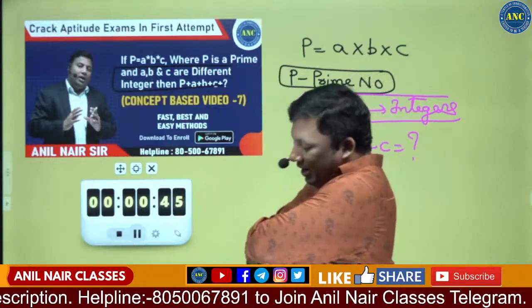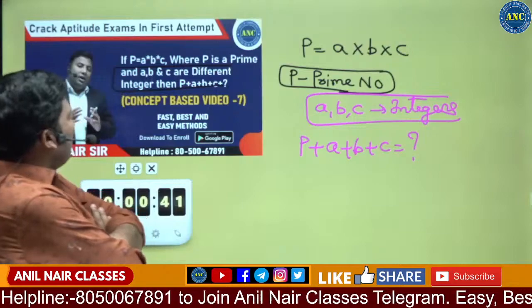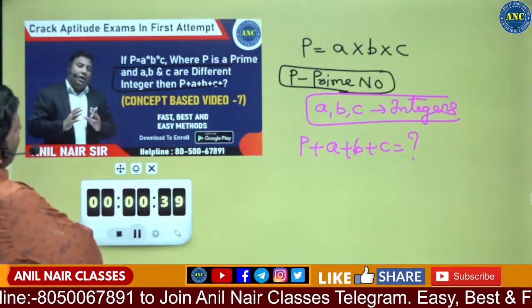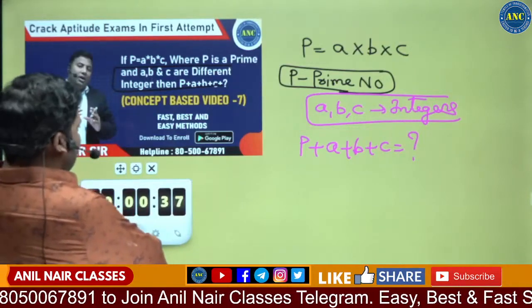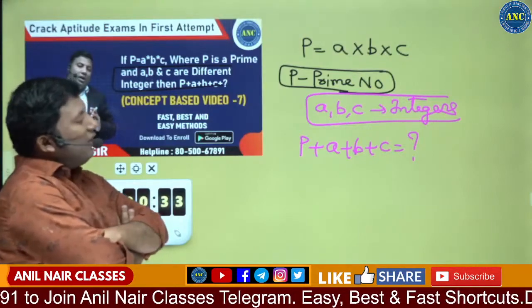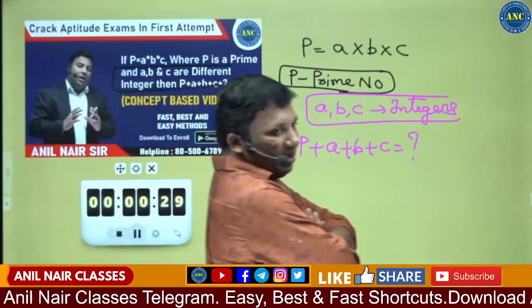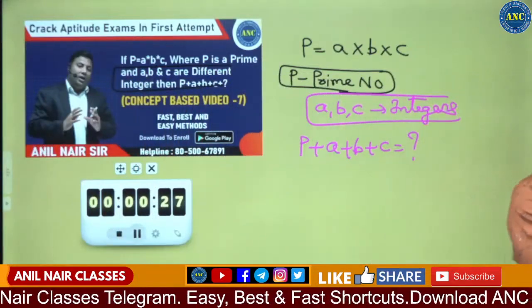Left hand side P is a prime number. A, B, C are three different integers. Find the value of P plus A plus B plus C.